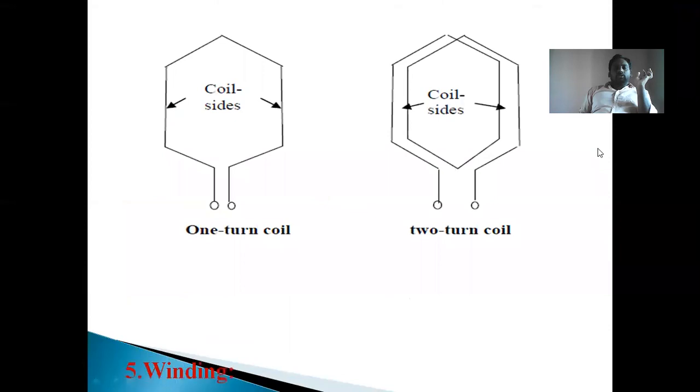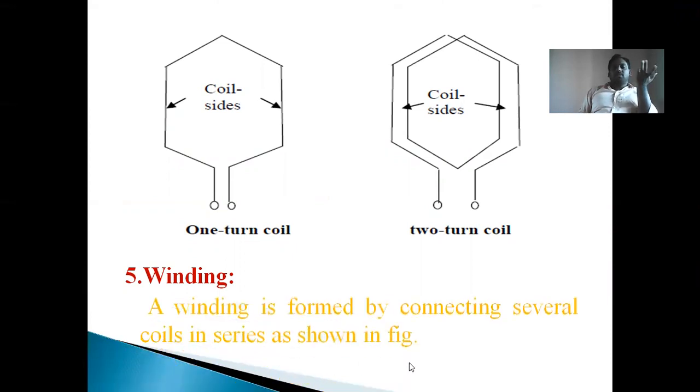So the next definition is winding. What is meant by winding? When two or more coils are connected together, that arrangement is called a winding. Connected together means those coils are connected in series connection.